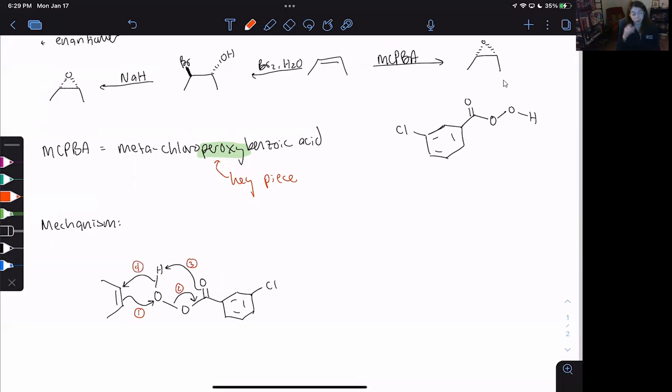And the numbers here don't really mean a whole lot because this is a concerted mechanism, so they're all happening at the same time. But it helps me to think about a certain chain of events occurring in my head. Just keep in mind that if there were actually steps here with intermediates, I would have drawn those out, but there are not. So this is all just one step. And then we end up getting our nice new epoxide.